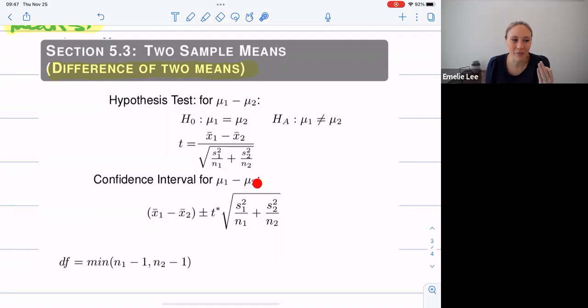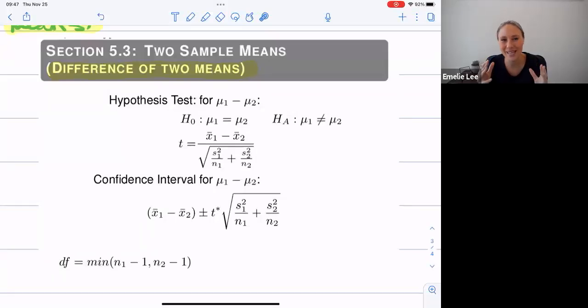So you can find the confidence interval just as well, right? As long as you know how to find your degrees of freedom, which is also on here, the smallest of n1 minus 1 or n2 minus 1, then you can find your t star for whatever confidence interval you want to build.